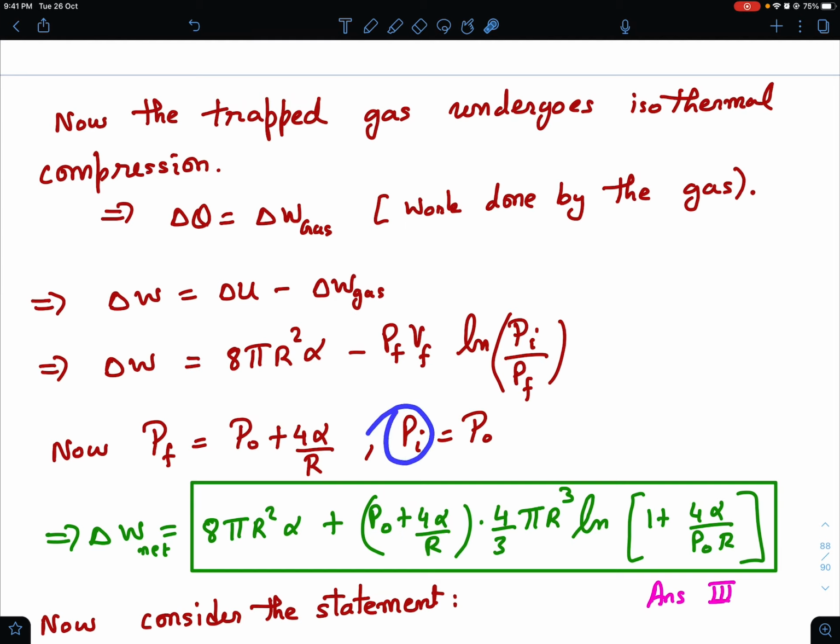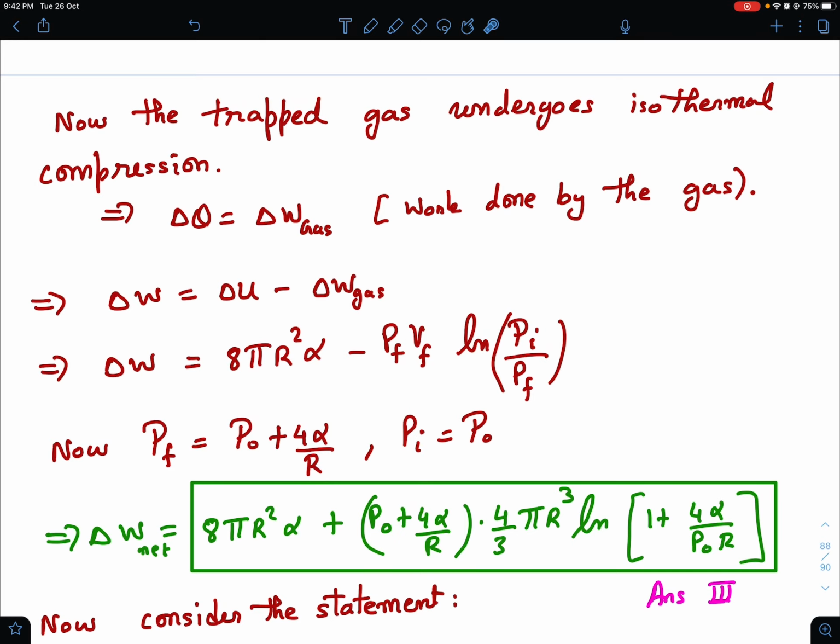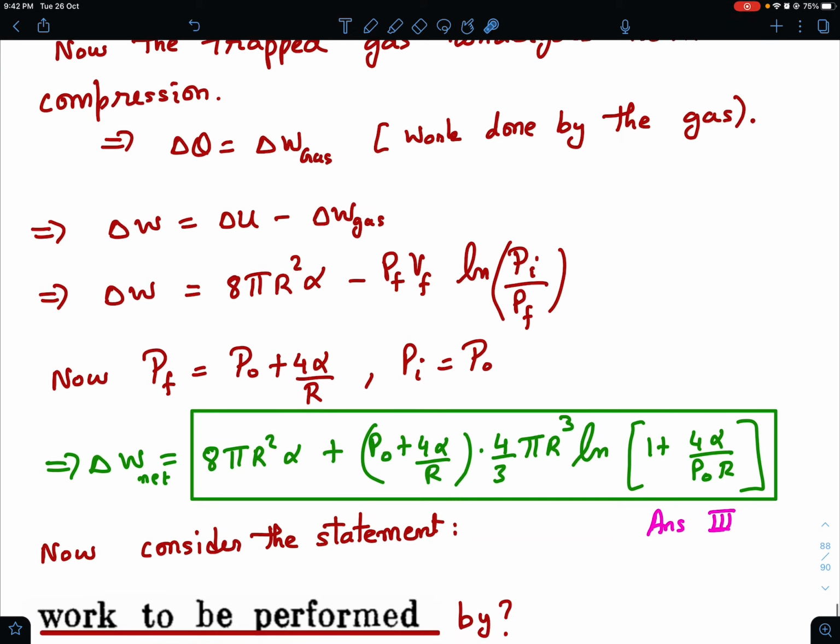And then what is your P initial? P initial is P naught. And since the radius of the bubble is r, the final pressure is P naught plus 4 alpha by r. Alpha is the surface tension, and 4 alpha by r is the excess pressure inside the bubble. So I hope this is clear. And now we can substitute this and then we get the total work done on the system, right?